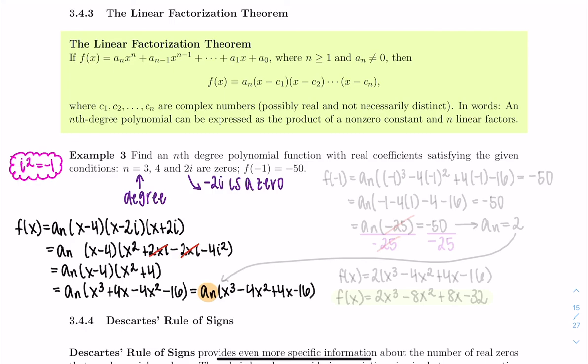So let's go ahead and plug that in. So f of negative 1, that's a sub n times negative 1 cubed minus 4 times negative 1 squared plus 4 times negative 1 minus 16, and this was equal to negative 50.